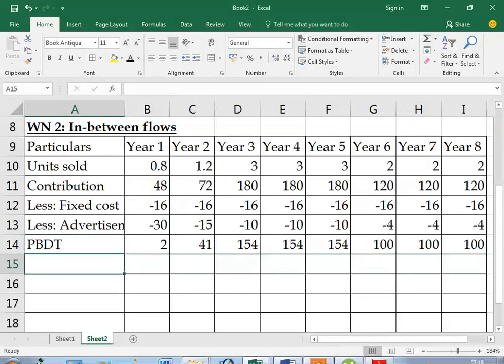Any doubts on this? Now go through the question and tell me what will be the depreciation. No. What should be the depreciation figure?